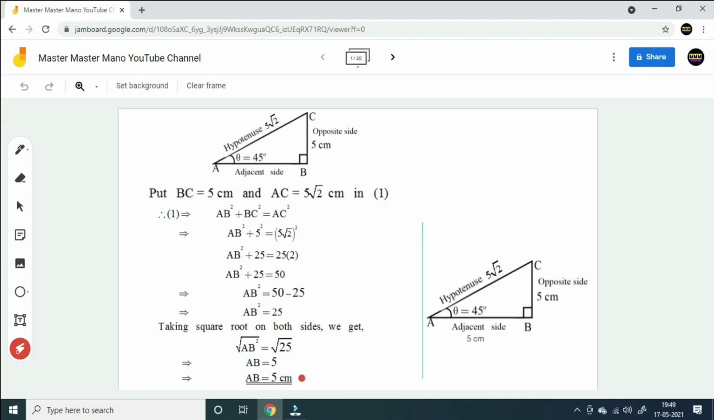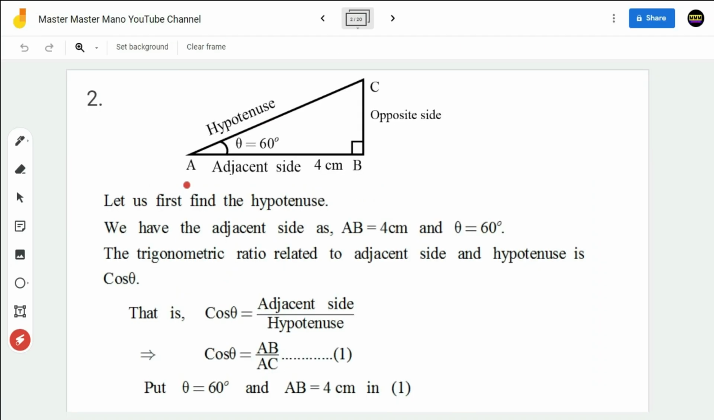Thus, we have used the trigonometric ratio at first. After that, the third side was found by the Pythagoras theorem. Let us go to the second problem. In the given problem, in right angle triangle ABC, angle ABC is 90 degree.